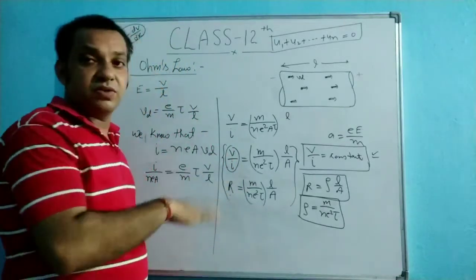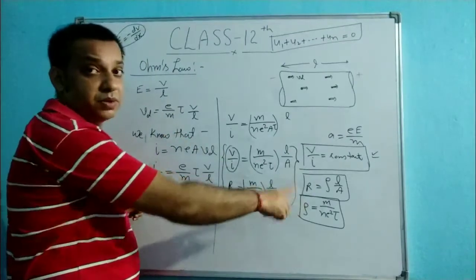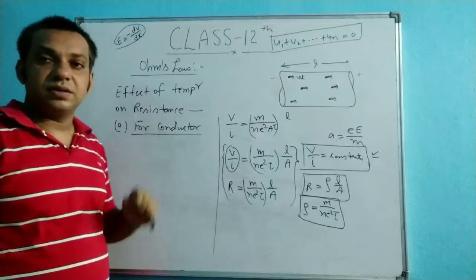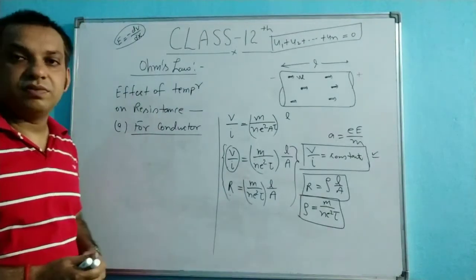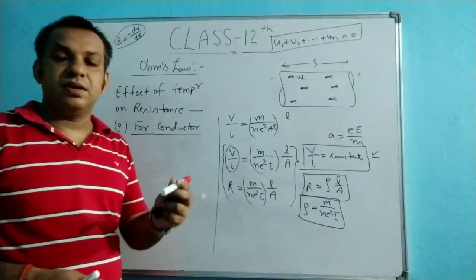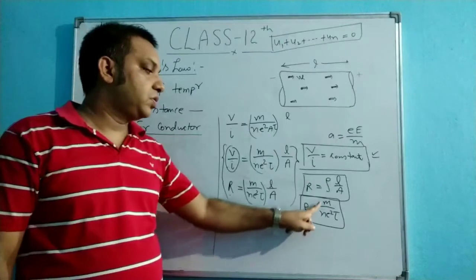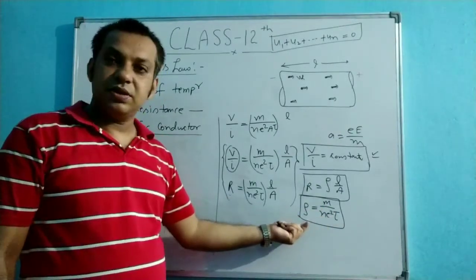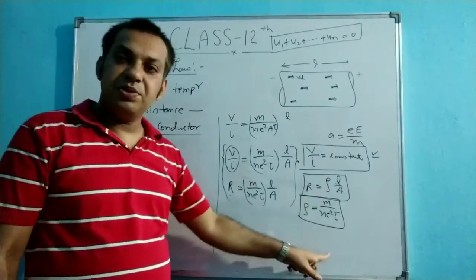So this is the derivation of Ohm's law, and after that, from this relation, a very important conclusion: the effect of temperature on resistance for a conductor. For a conductor, I am going to investigate what happens to the resistance if the temperature increases. If you see this relation, rho is equal to m upon n e square tau. So rho is directly related to resistance. If we increase the temperature, which parameter is going to change?